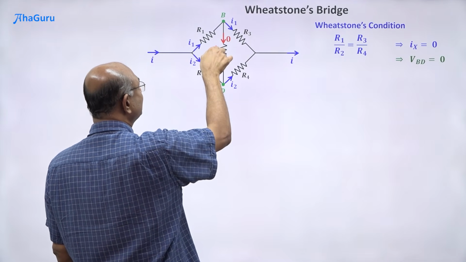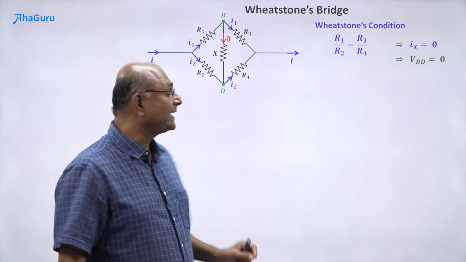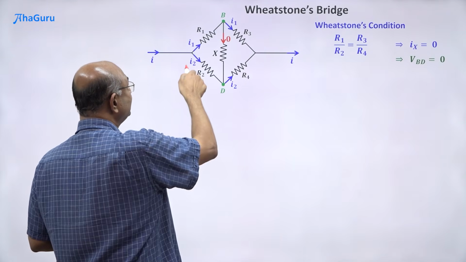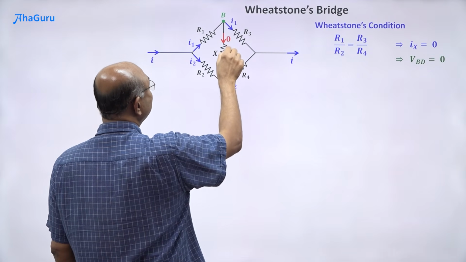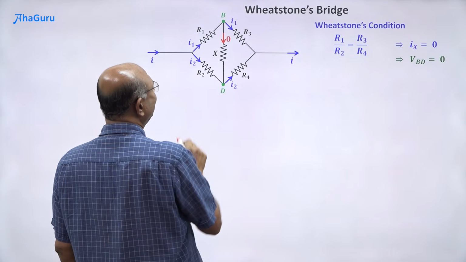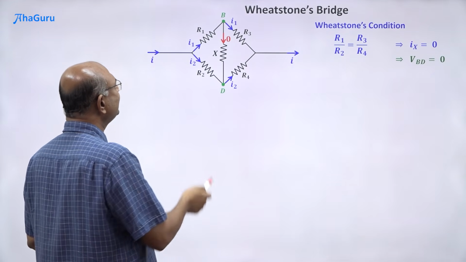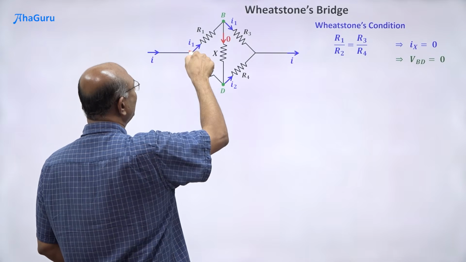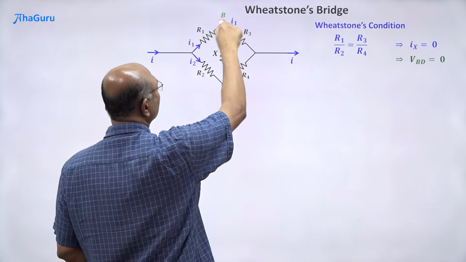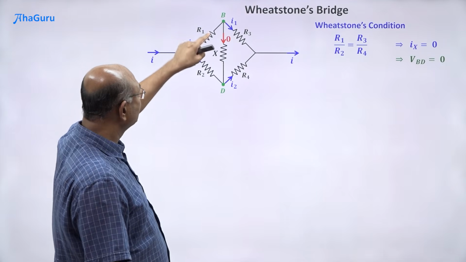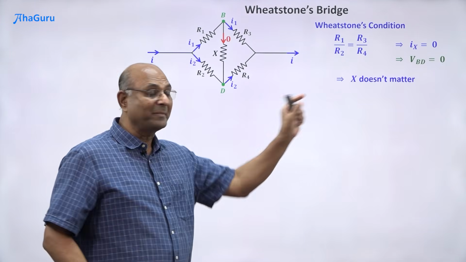If you change X, if you change R1, if you change R3, etc., I will change, this current will change, I1 will change, I2 will change, everything will change. But if I change X, I make X from 2 to 4 to 7, 17, nothing will change. This current will remain as it is. I1 will be as it is, I2 will be as it is, same I2 will flow here. Nothing will change because this resistance really doesn't matter. So X does not matter.